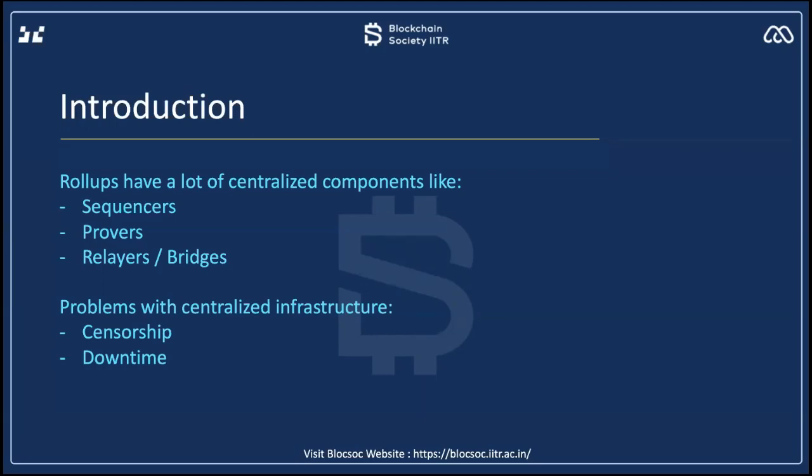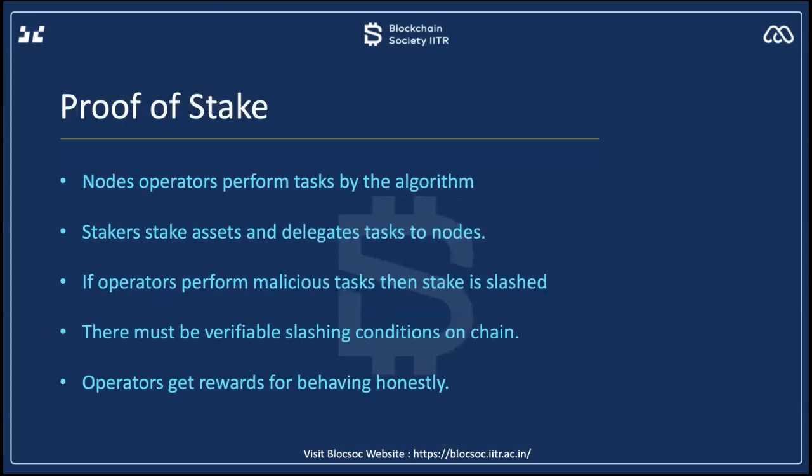So basically, each rollup has a roadmap to decentralize its infrastructure. How does that happen? How do you decentralize a centralized component? The answer is simply proof of stake. I hope you understand what proof of stake is by now, but let's briefly go through it again. You have a bunch of nodes that perform operations, and there is a fixed algorithm by which they have to perform them. For example, in a sequencer, you take the transactions, and after a certain time, you batch them and submit them onto the canonical chain. That is your algorithm for a sequencer.